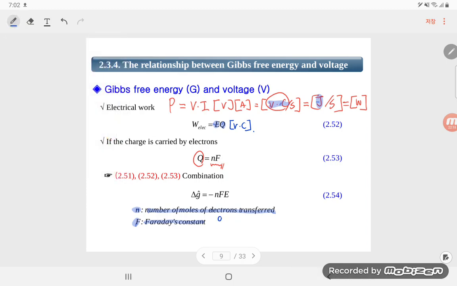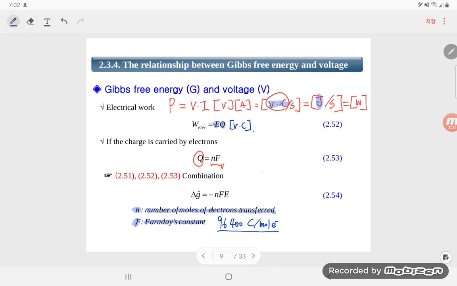Faraday constant has this value. And what is the unit of it? This is Coulomb per mole of electron. So we can think about it.